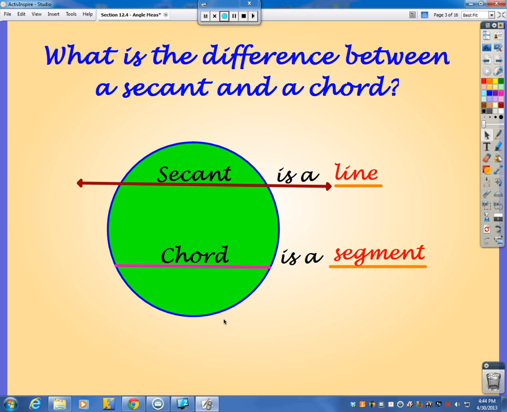It is a segment. So any kind of math that we talk about today, and I just got a little bit of Australian accent. I don't know where that came from. I'm sorry. Any kind of math we do related to secant and or chord will apply to both. So if it is a line, if it is a segment, it will not matter. It works for both things.